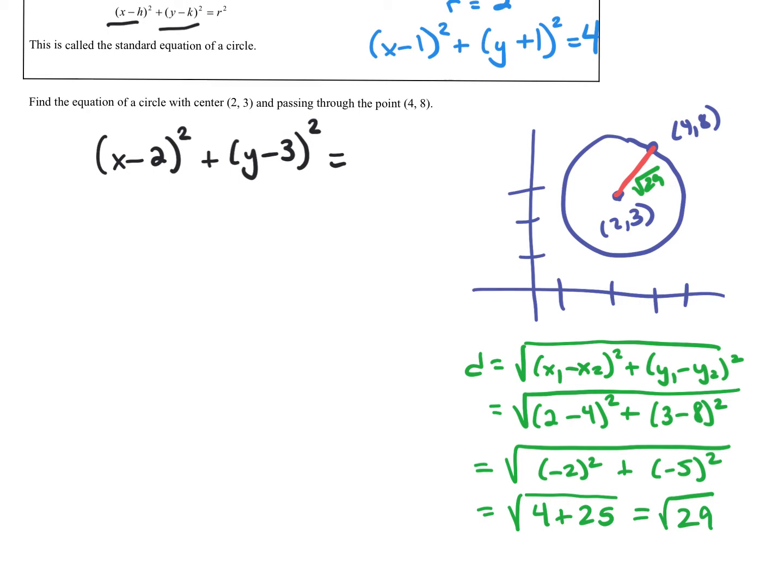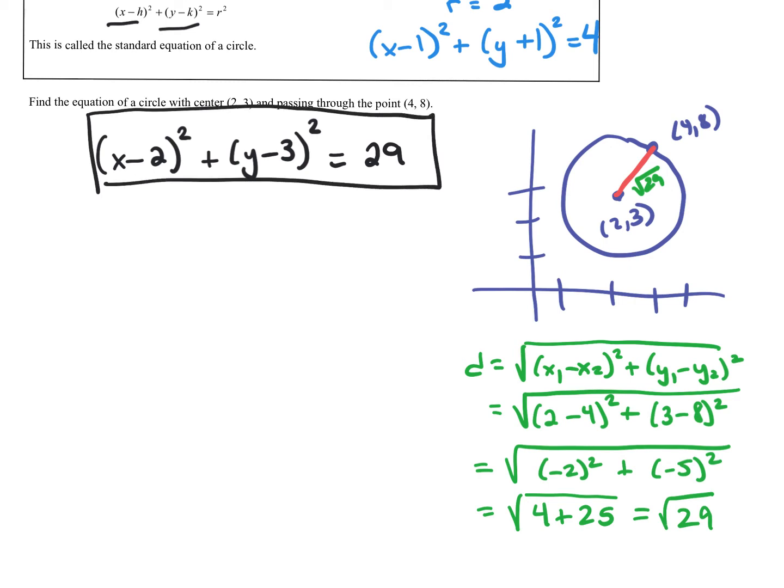Now obviously in our circle equation, this has to equal r squared. So r squared, if I get rid of the square root, because I square the square root, simply becomes 29. So this is going to become the equation of our circle with that center that passes through that point. You can check very quickly and make sure it does work. If I plug in 4 for x and 8 for y, this should give me 29, which it does. 2 squared plus, this is minus, so that's plus 5 squared, which is 29.